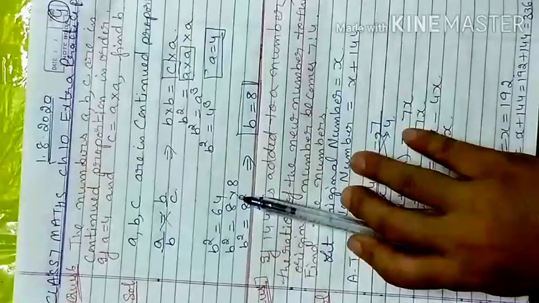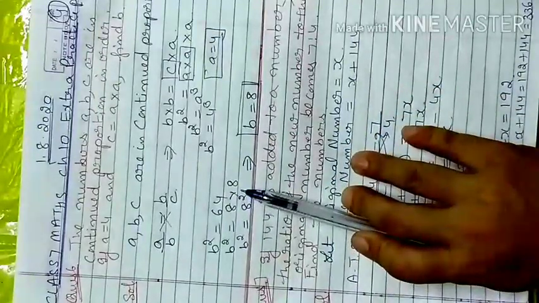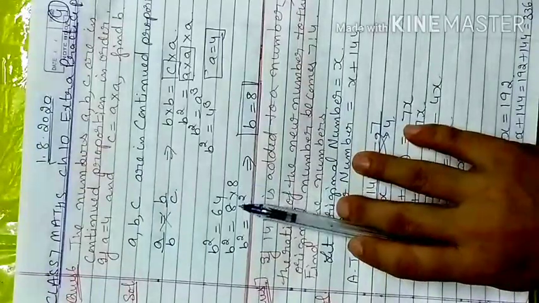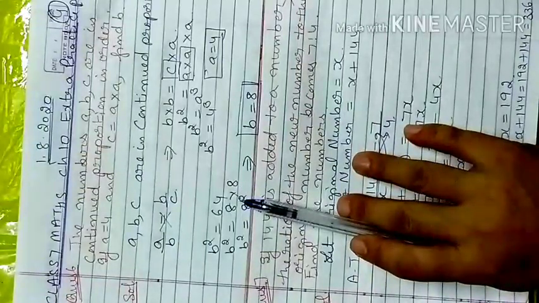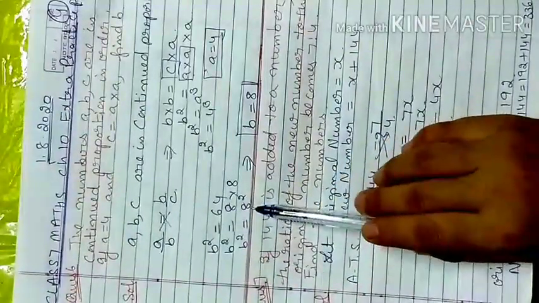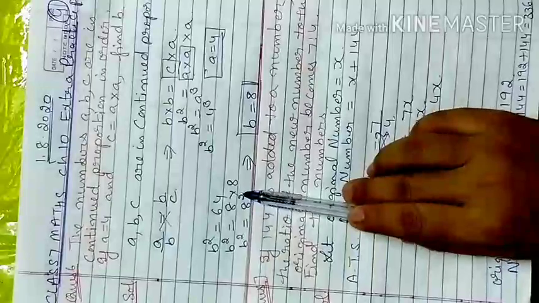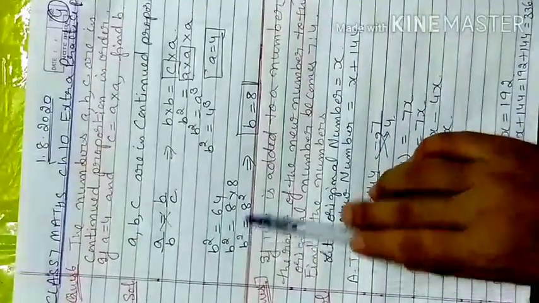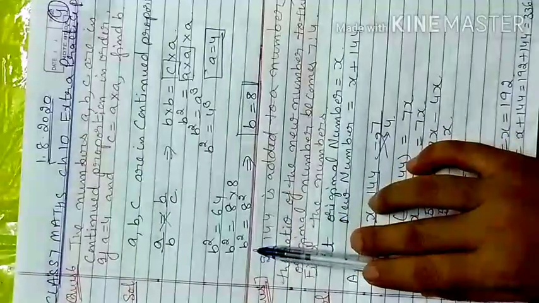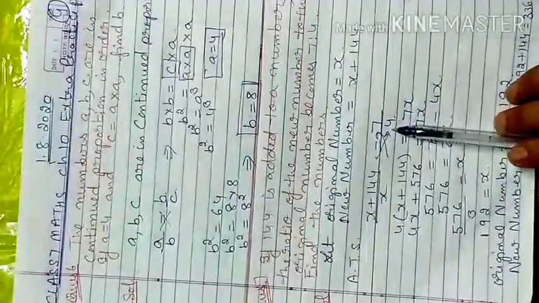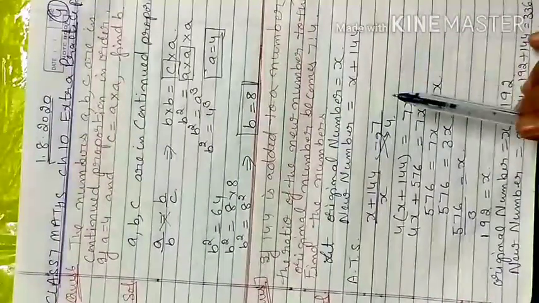64 is the square of 8. When you multiply 8 2 times, that gives you 64. So instead of 64, if I write 8 raised to power 2, and if one term is on the left side and one term is on the right side, if the power is the same, we just ignore the power and equalize the base with each other. That b is equal to 8 is my required answer.